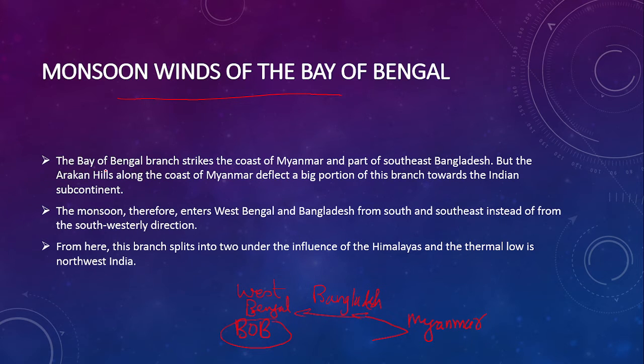The Bay of Bengal branch strikes the coast of Myanmar and part of southeast Bangladesh. But the Arakan Hills along the coast of Myanmar deflect a big portion of this branch towards the Indian subcontinent. The monsoon thereafter enters West Bengal and Bangladesh from the southeast instead of the southwesterly direction. From here, this branch splits into two under the influence of the Himalayas and the thermal low in northwest India.